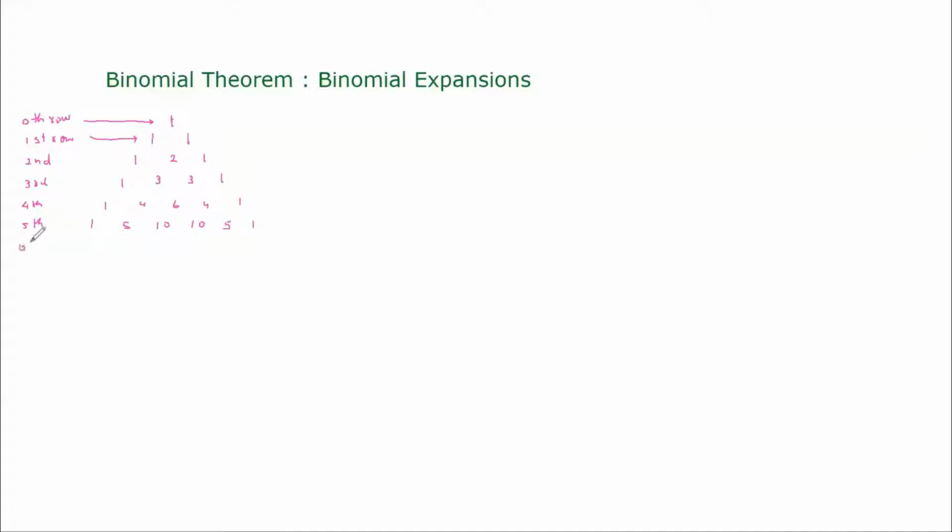Go on up to the sixth row: 1 plus 5 becomes 6, 5 plus 10 becomes 15, 10 plus 10 becomes 20, 10 plus 5 becomes 15, and 5 plus 1 becomes 6, and bring 1 down. You can observe that for the sixth row, meaning the power n is 6, we have 7 terms: 1, 2, 3, 4, 5, 6, 7.